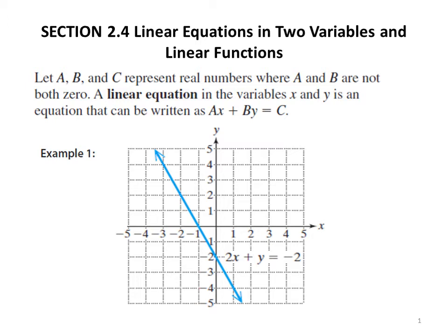Here is an example. The graph that we see here is the graph of the linear equation 2x plus y equals minus 2. That's why we call them linear equations. If you graph the equation you will get a straight line. A straight line can be graphed by plotting 2 points. 2 points is sufficient to graph a line. Just take 2 points that satisfy the equation. If you draw a line between them, that will represent that linear equation.